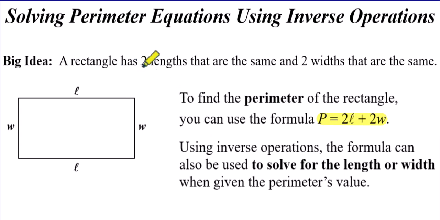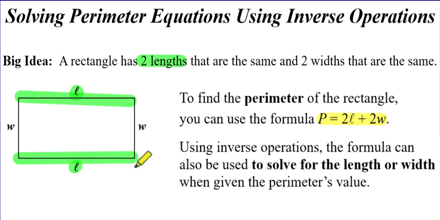A rectangle has two lengths that are the same, and you can see them here in my drawing. Length up here for this side, and the length down here for this side. They are exactly the same measure. And they also have two widths that are the same. You can see the width for the side over here is the exact same measure as the width for the side on the left. So, two lengths that are the same, two widths that are the same.